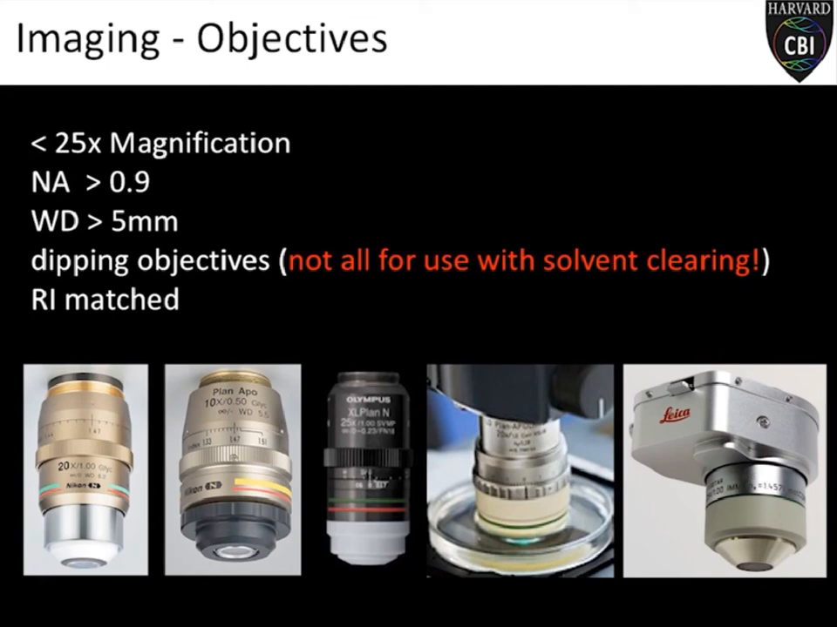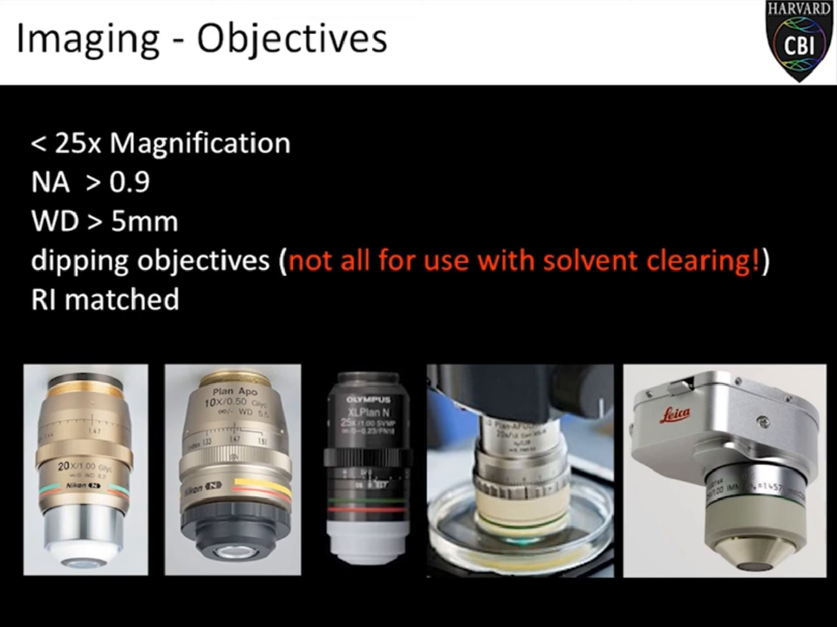So the good news is a number of manufacturers have now addressed a lot of these concerns and created a number of objectives that are designed specifically for tissue clarity imaging. In general, these are all low magnification objectives, which is nice. They give you a large field of view, allow you to image a big piece of your tissue all at once. So in general, less than 25x magnification. They all have very high numerical apertures. So remember, it's not the magnification, but the numerical aperture that's going to determine the resolution of your image. So these all have NAs above 0.9.